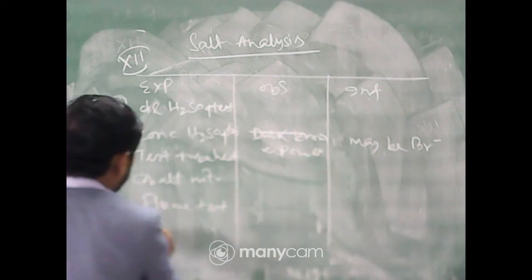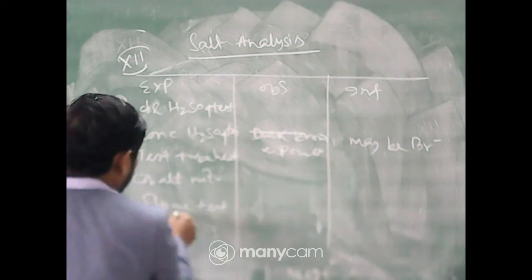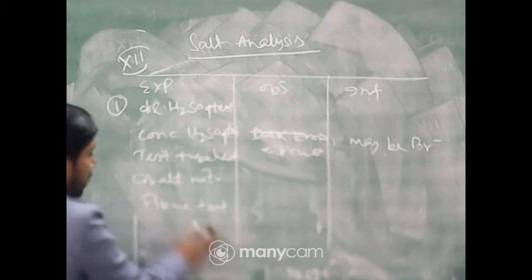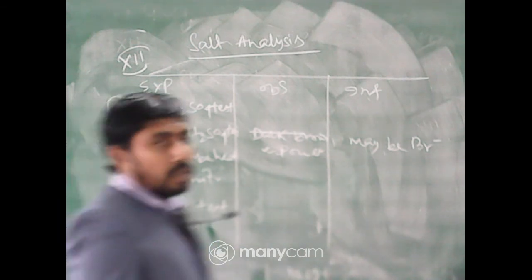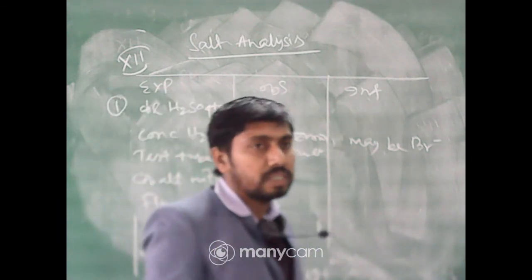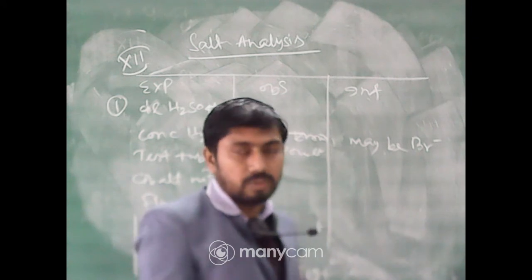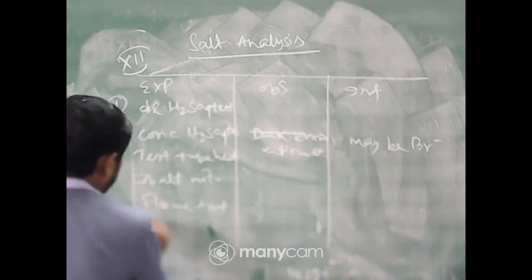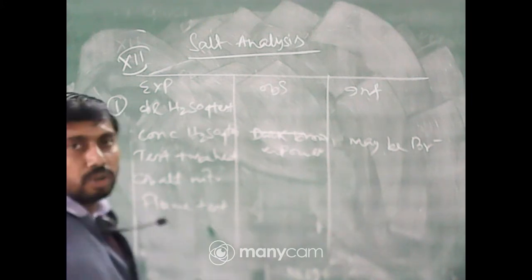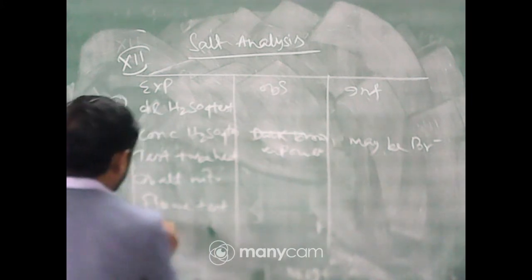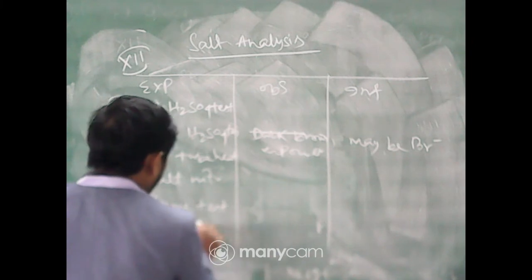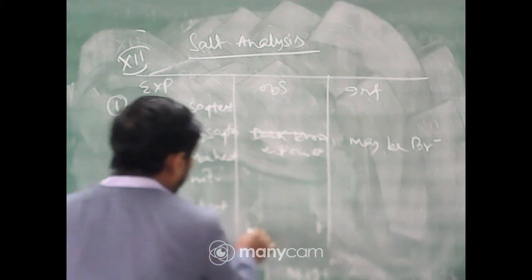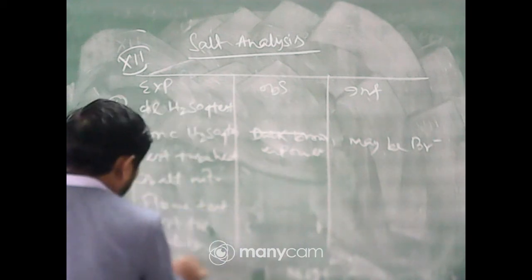So flame test, test tube heating, cobalt nitrate, flame test. If the sample is colored, then you have to do the platinum loop test. If it is not colored, as it is white, it is not done here. After doing the flame test comes the confirmatory test for anion, that is, the test for halides. In that section you will write original solution plus AgNO3.